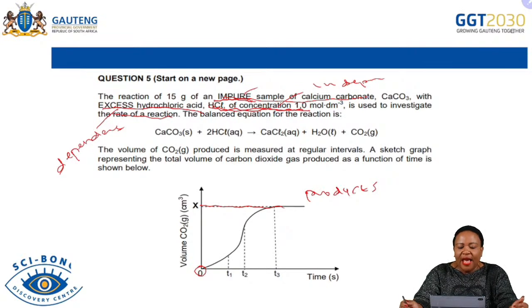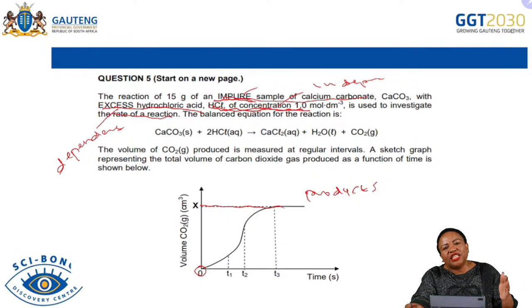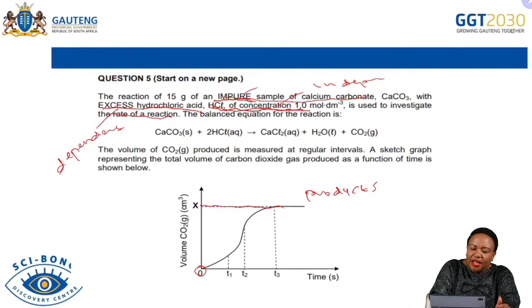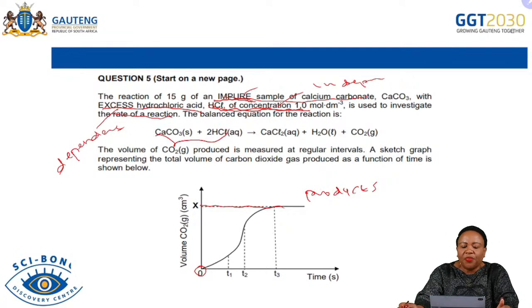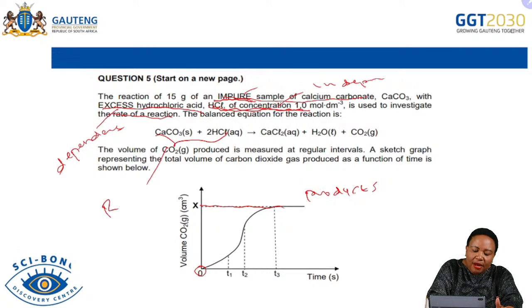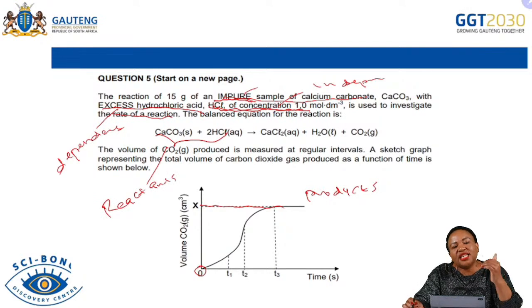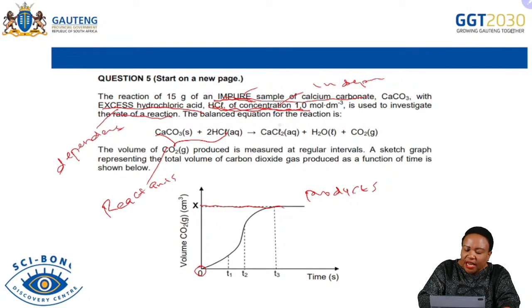Now, as I said, the first thing that you need to do is to firstly try and check what it is that you understand about this graph. And you can see that obviously when we start, we'll have what? Our calcium carbonate and our hydrochloric acid. So it means these two are our reactants. This is what you had initially before the reaction started. So it means you started by having calcium carbonate and hydrochloric acid. As the reaction proceeds, now you started to form calcium chloride, water, and carbon dioxide.